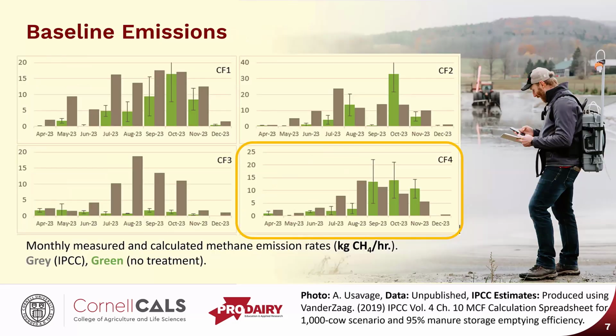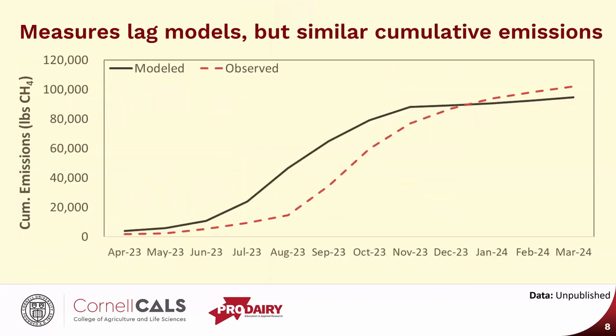But one takeaway here, and really if you look at CF4, the models are predicting in our region a peak emission in August, but we're actually seeing emissions higher even back into October. And so this is that same farm with a few more months of data included. And so again, you see this peaking earlier in the model than in observed, but really cumulative emissions are pretty similar, right? We're not off by orders of magnitude here. So it's interesting, and it's also reassuring that the models are close.